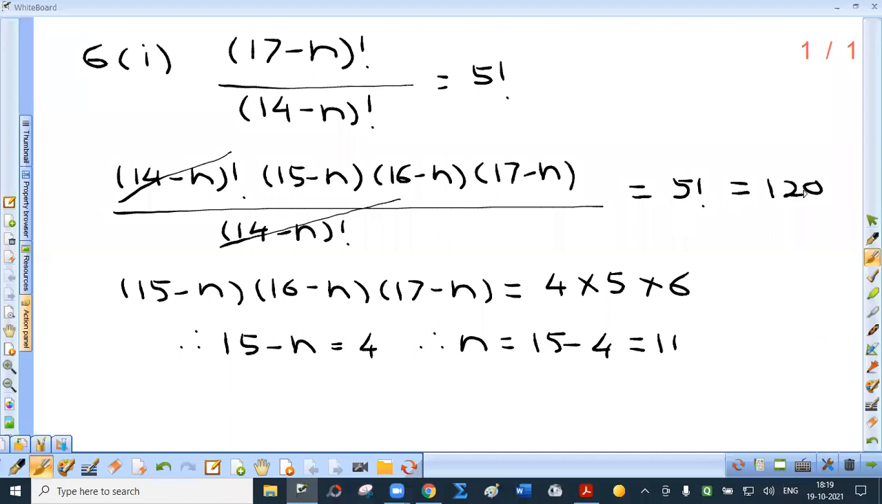So express 5 factorial, that is 120, as a product of three consecutive natural numbers. You may say 120 is 1 into 10 into 12. Absolutely right. But 1, 10, 12 are not consecutive, right? 5, 4, 6, this product is 120. But 5, 4, 6 are not consecutive. 4, 5, 6 are consecutive. So 15 minus n is 4. So n is nothing but 11.